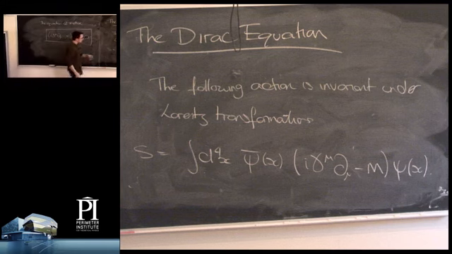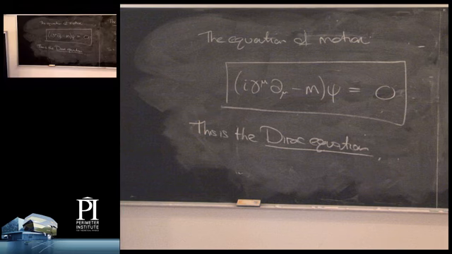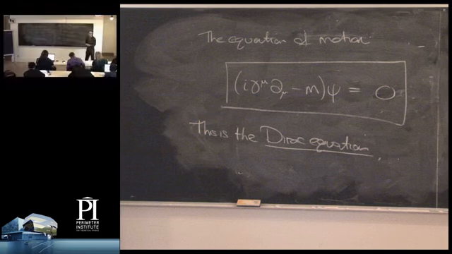By the way, I should stress, this is a 4x4 matrix. This M now comes with an implicit unit 4x4 matrix. And this is now a 4-component complex column vector. Okay. So this is the Dirac equation, which I think you saw in Malcolm's course.